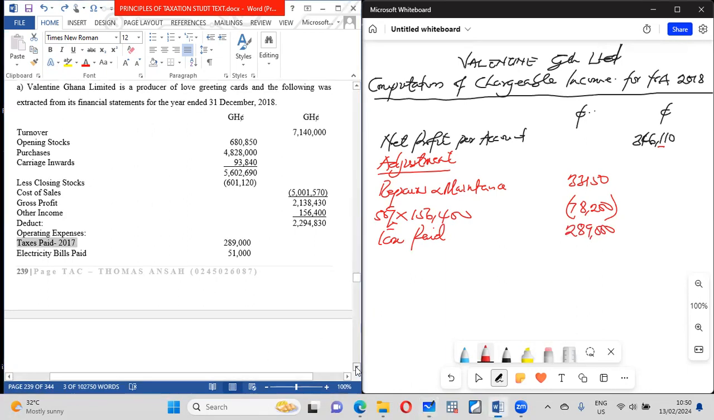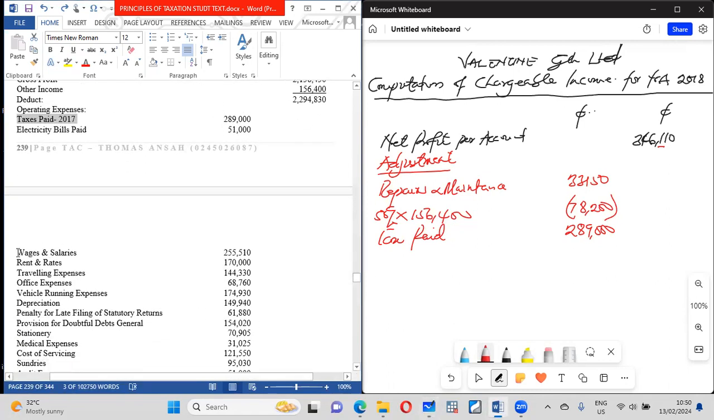Electricity bill, it applies. Section 9 is okay. This one to rent and rate, everything, office expense, yes. Motor vehicle running, yes. Depreciation, you will add back your depreciation because the GRA will give you capital allowance in place of that. All right, so that one is 149,940. So you add that one back. Provision for bad debt, general. I told you in the part 1 video, it is only specific that is allowed. So provision for bad debt, general is added back.